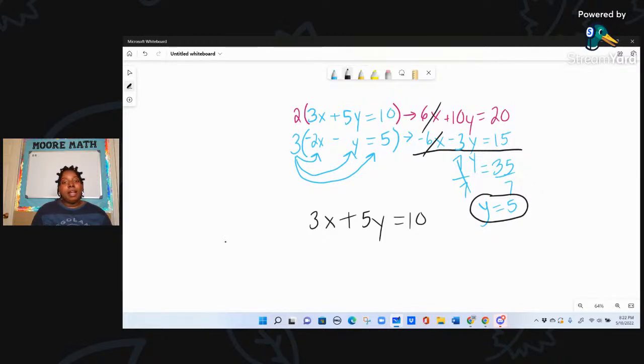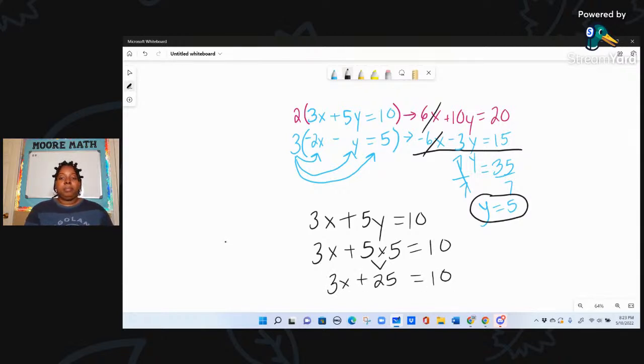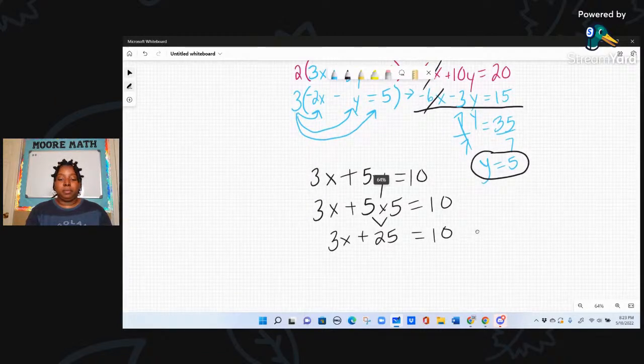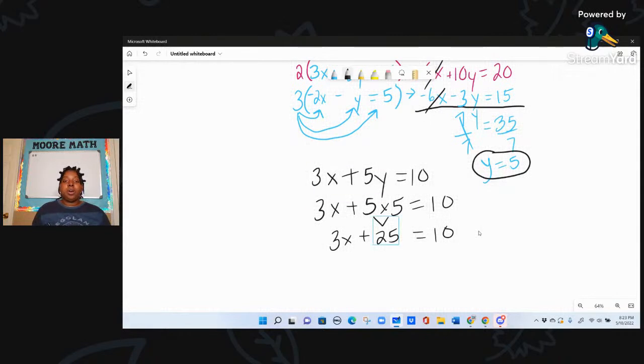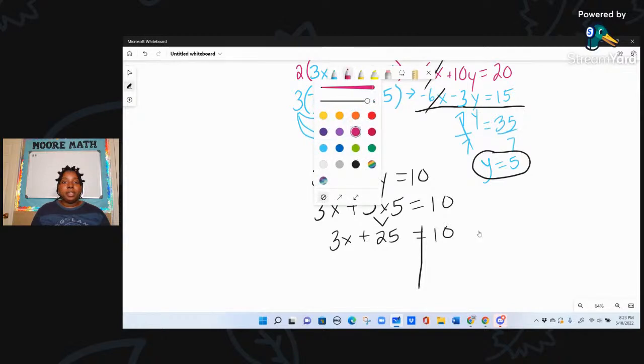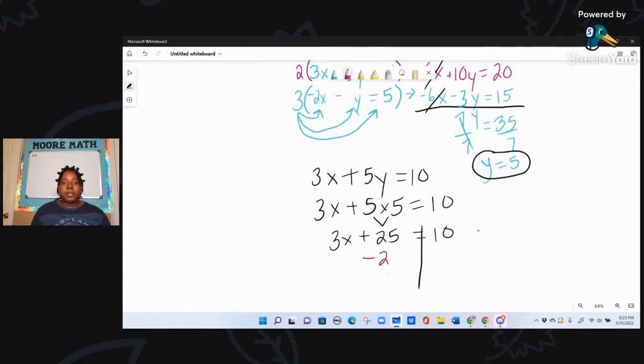So what am I going to do with it? I'm going to plug it in so I can figure out what x equals. And when I say plug it in, I'm just going to replace y with 5. So instead of 5 times y, it's going to be 5 times 5. And 5 times 5 is 25. 3x plus 25 equals 10. Okay. So minus 25 on both sides. I need to work backwards. I got to get rid of these numbers over here so that x can be by itself. I want to know, what does x equal?